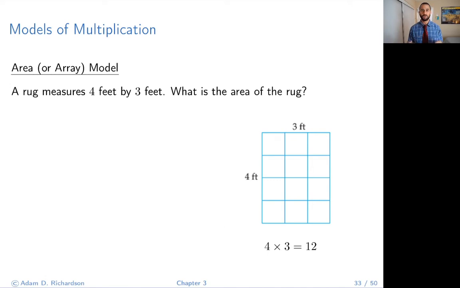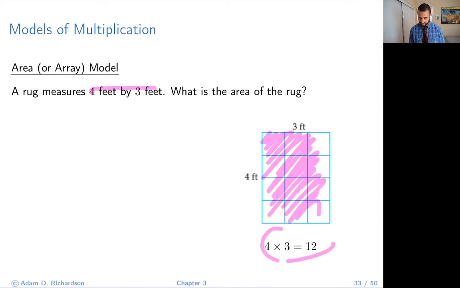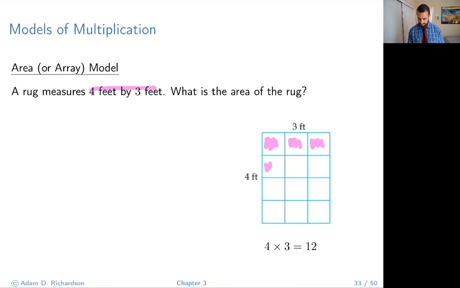So notice that this model works a lot better for that question about the rug, where it says a rug measures 4 feet by 3 feet. What's the area of the rug? Essentially, you're looking for the area of this 3 by 4 rectangle, right? And we know that it's going to be 12 because we know that 4 times 3 is equal to 12. But the point here is that we can model that. And pictorially, you can see the quantity 12 right here. Each one of these little cubes, there's 12 of them, right? So if you do 3 by 4, then you end up with 12 units, 12 unit cubes, all right? So that's the idea right there.